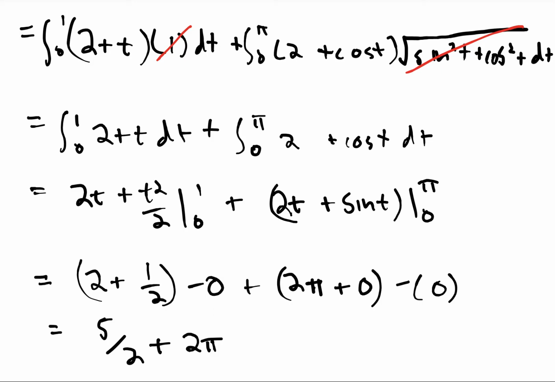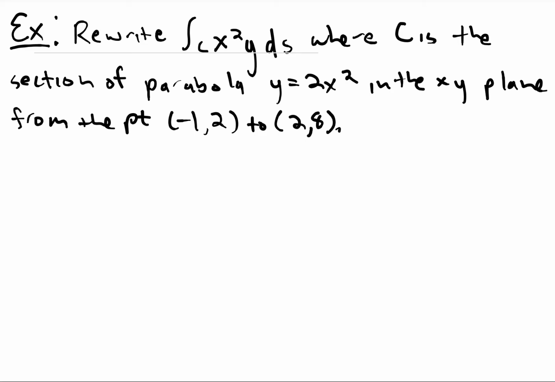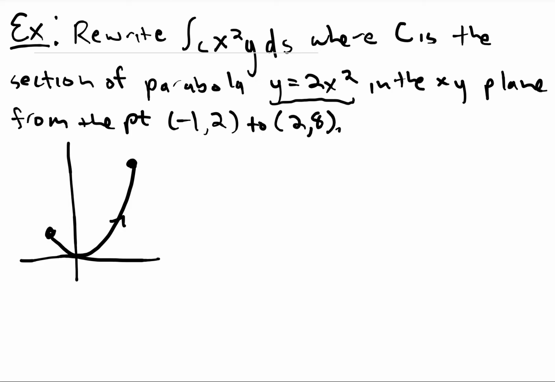Now I'll try one more of these scalar line integrals here. All I'm just going to ask is that we rewrite this one in terms of t. I'm giving you a curve that is a section of parabola here. Go from, let's pretend that's minus 1, 2 to 2, 8. So here's my curve C. Now, comment, this is not given in terms of a parameterization R of t. It's just a standard plane curve.